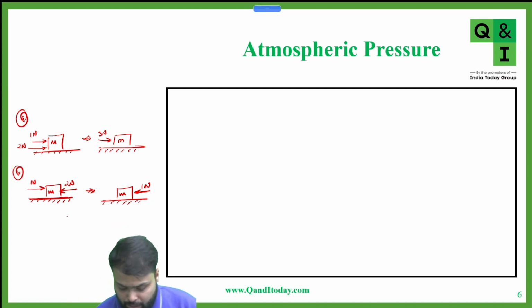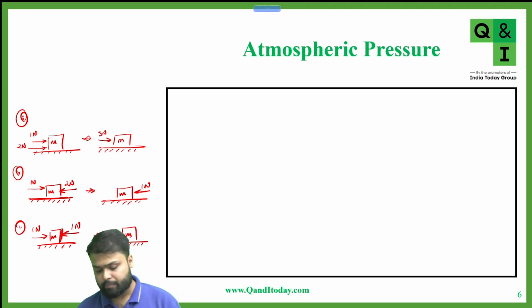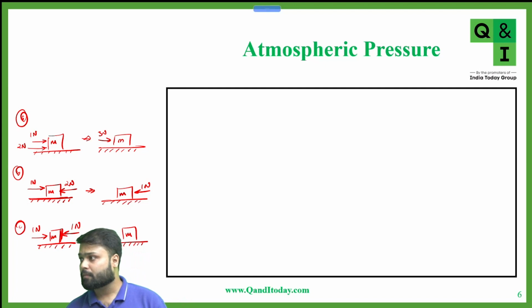Very good. Now, third case: again we have the same block of mass m. This time I'm applying a force of 1 Newton towards the left side and 1 Newton towards the right side. Now, tell me what the resultant is. The block will not move and the force will be 0 Newton.